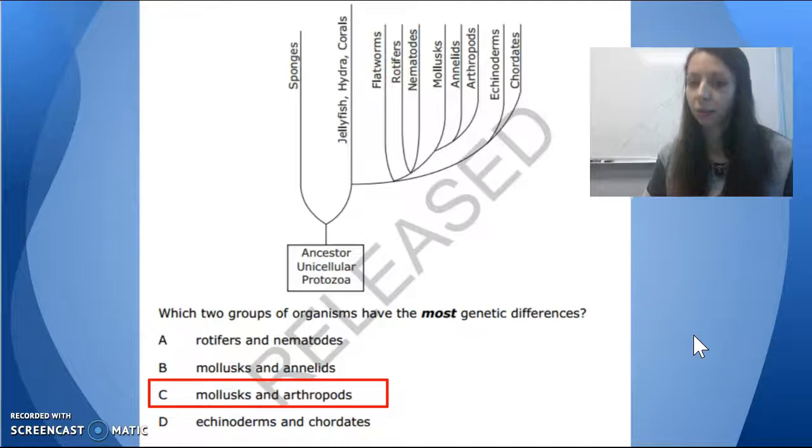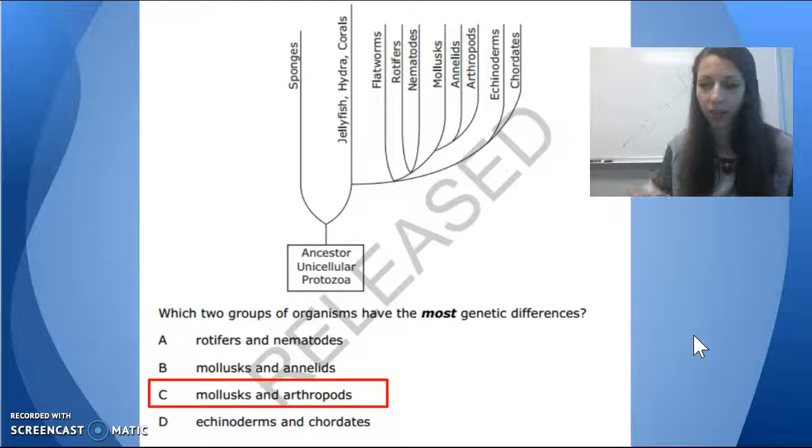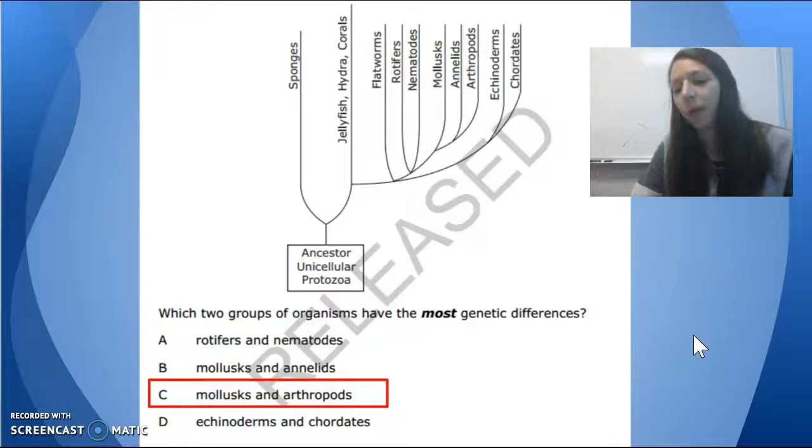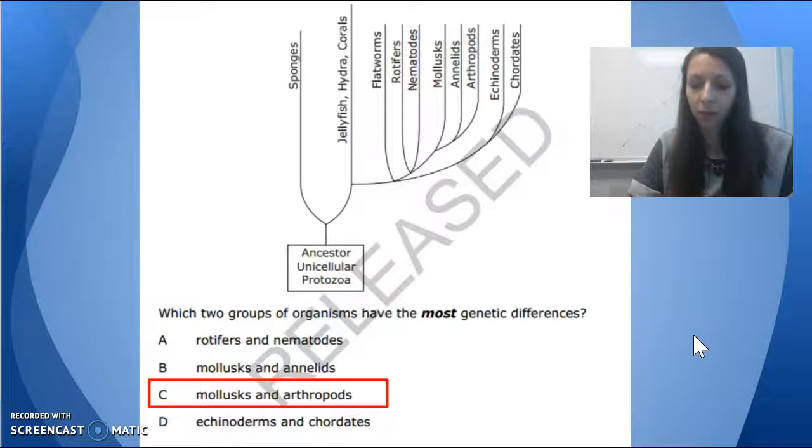Okay, it's mollusks and arthropods. Now, compared to the other options, those are the two that are furthest apart. They have the most branching in between them, so they're probably going to have the most genetic differences. They'll probably be less related than the others that are closer.